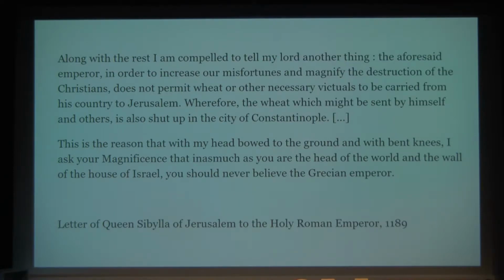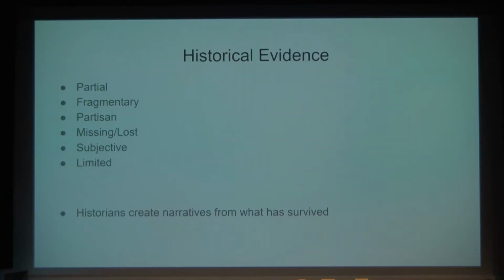And our final source is from the late 12th century, purportedly from Queen Sibylla of Jerusalem. This is probably a forgery, but it's contemporary to the late 12th century. And he or she, or whoever is writing it, is laying the blame for the fall of the Kingdom of Jerusalem at the feet of the Byzantine emperors for not doing anything, for profiting from it. They're not trustworthy. Why am I showing you all this?